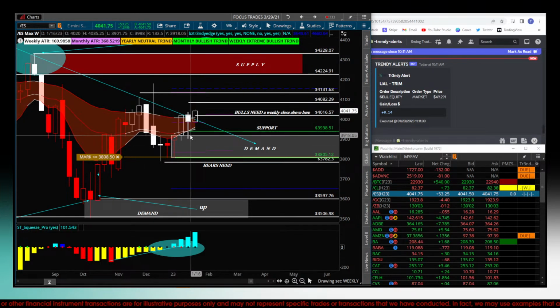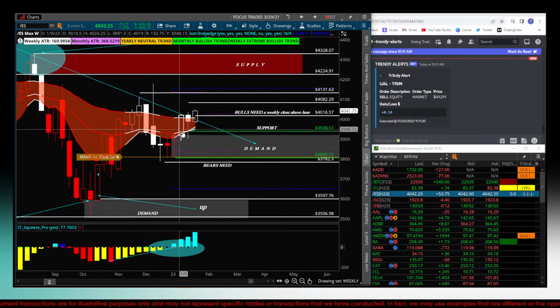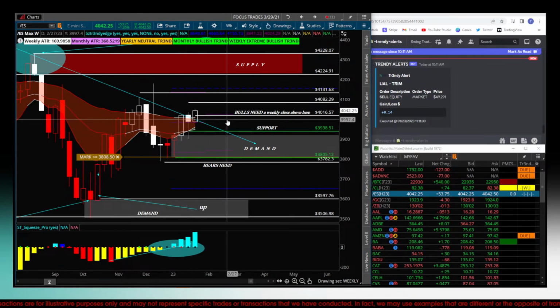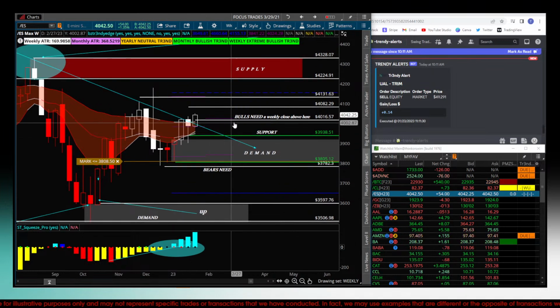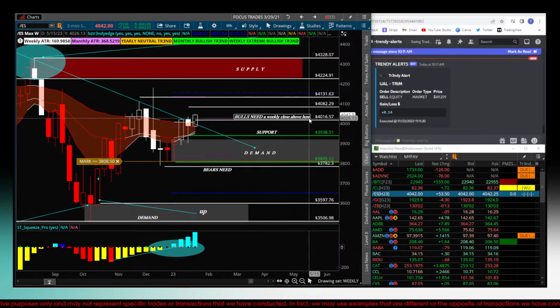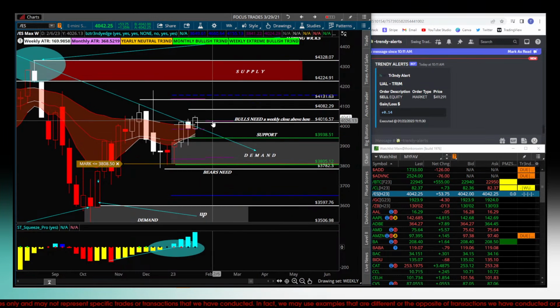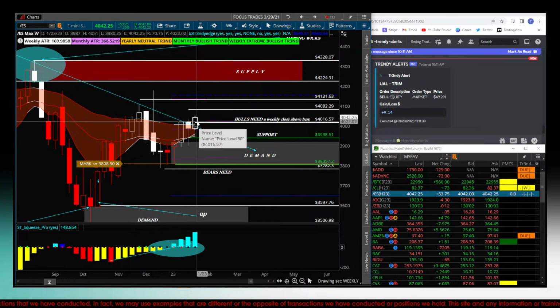So let's go there. Inside and up formation. We came into demand last week. Notice that we pushed out of this. So again, inside and up formation. We got above that next level where it says bulls need a weekly close above here. Again, if we can hold above here, I'm looking for my next target at 40.82 by 41.31. Again, this is just a weekly candle, and a lot of things can change before the week is over.